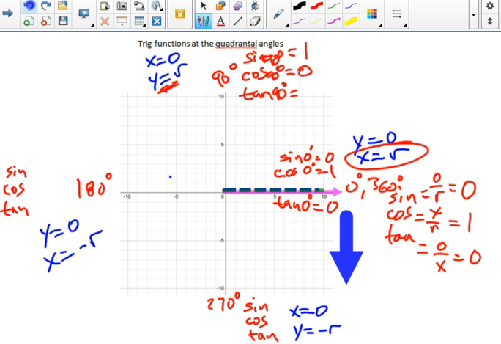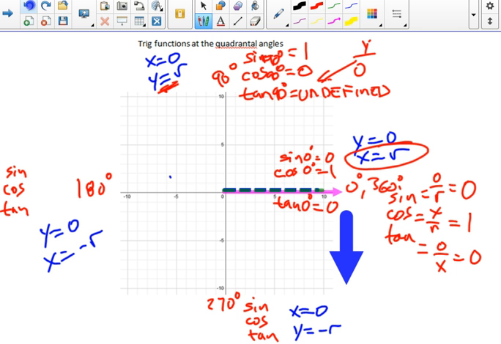And the tangent, well, the tangent's kind of funky, isn't it? Because tangent at this point would be y over x, that would be y over 0, and that's undefined. So the tangent is undefined at that location, at 90 degrees.